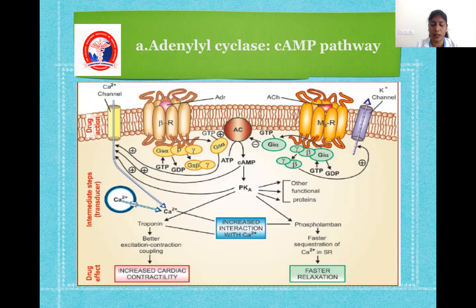So here we discussed the adenyl cyclase pathway, the Gs and Gi subunits of the muscarinic receptor. Anybody having any doubt, you can raise it at any point of time. I can explain further. Okay. Next, we'll move on to the other subtypes of the muscarinic receptor.